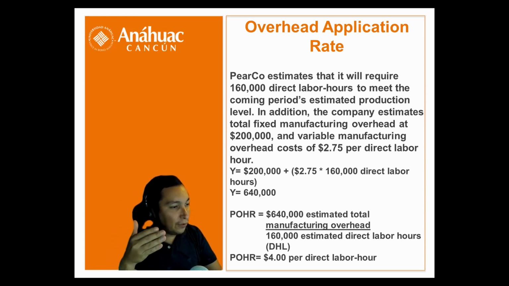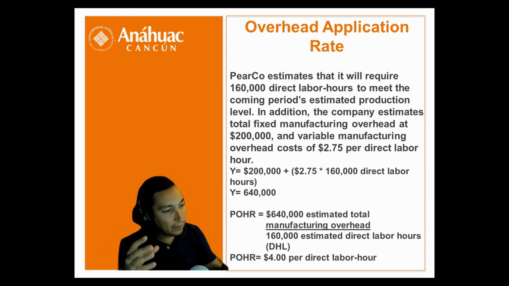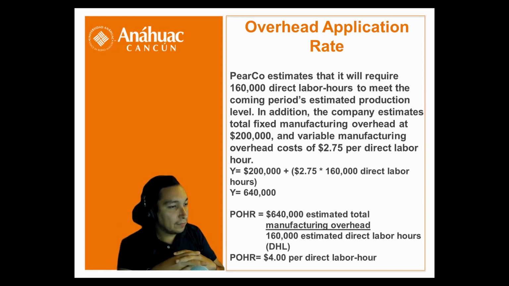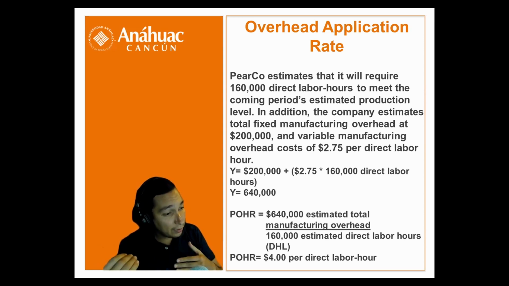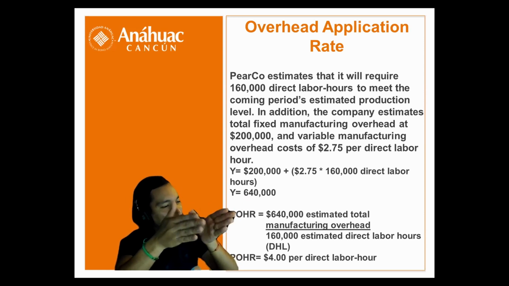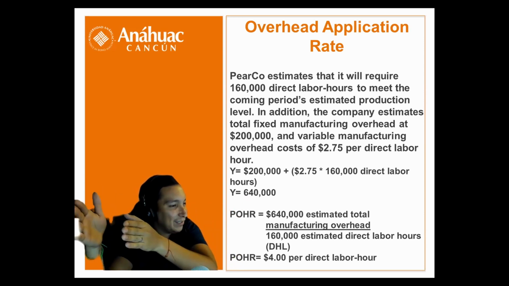So now you get to know what's the total MO for this case scenario, and you just divide that by the estimated direct labor hours in order to get a POR per direct labor hour. So for this case, it's valued at $4 per direct labor hour. And using different product lines would be difficult because at the end, you would have to assess per product line.